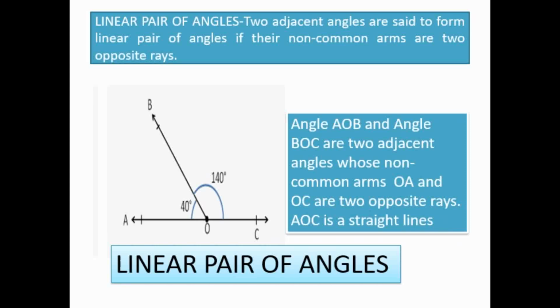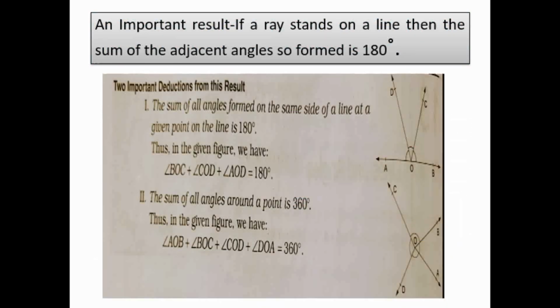Which is the common arm? OB. Which are the two non-common arms? OA and OC. Now if you see, OA and OC are two opposite rays and they form a straight line. So these kinds of angles are called a linear pair of angles. I explained the supplementary angles. When the supplementary angles are adjacent, they form the linear pair. If we see the linear pair, it's a straight line on which the two adjacent angles are there.